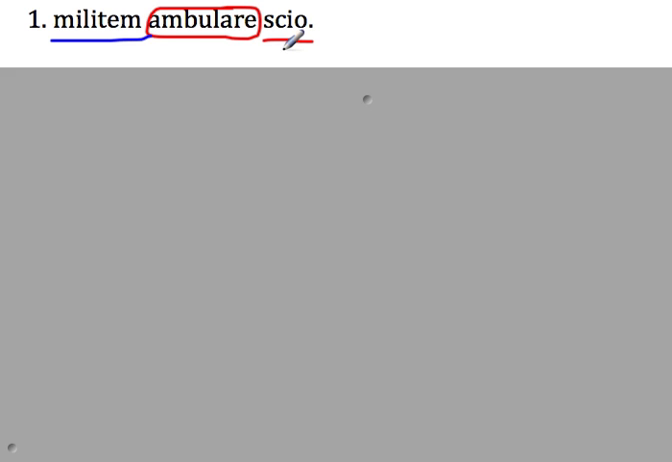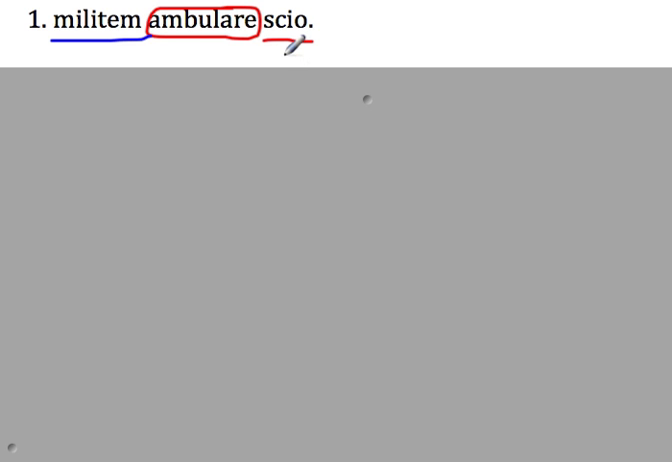Scio means I know. Ambulare means to walk, and militem is the accusative form of soldier. So it would seem this sentence is saying, I know the soldier to walk. Okay, think about that for a second. I know the soldier to walk. What do you think that means? We obviously don't speak like that in English. What does this sentence probably mean?